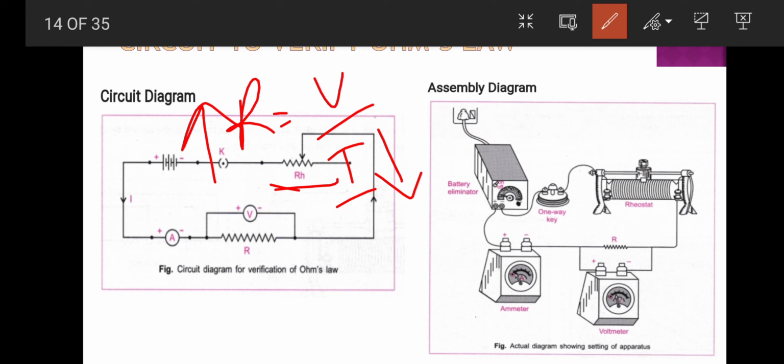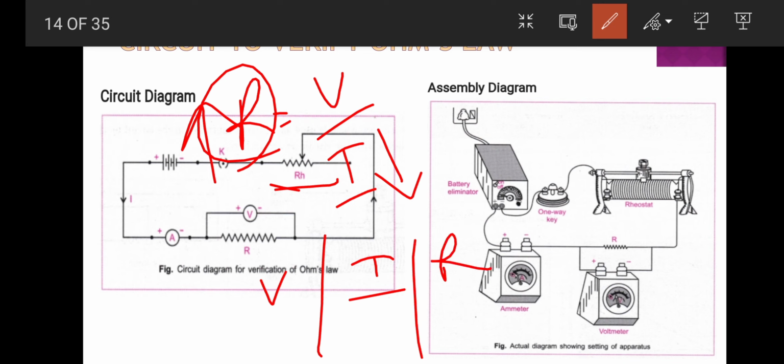So what we will do, by varying this resistance, we will tabulate the value of V and the value of current, and then we will find out the value of R. So we will divide V by I to get R. Okay, and we will check that for all the values of V and I, the R value is going to be constant. Okay, that is how we verify Ohm's law.